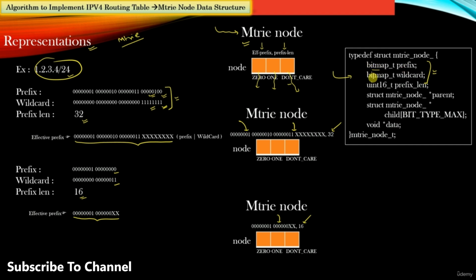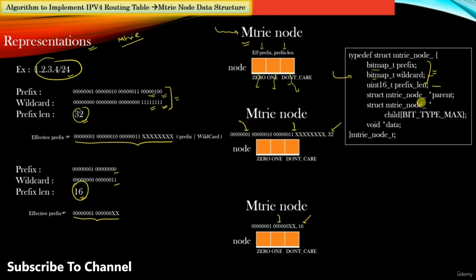Bitmap is nothing but an array of bits and nothing else. Prefix len we already know. In this case the prefix len is 32. In this case the prefix len is 16. So the number of bits in the prefix and the total number of bits in the wildcard is the prefix len, and the prefix len of the prefix and wildcard is always going to be the same no matter what.